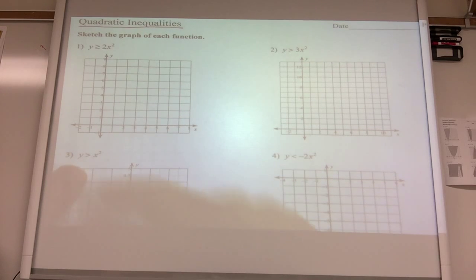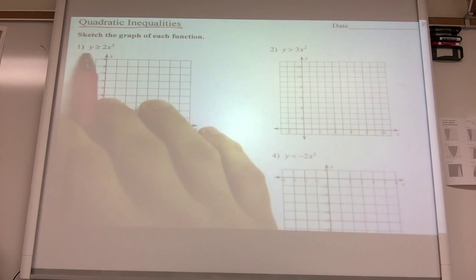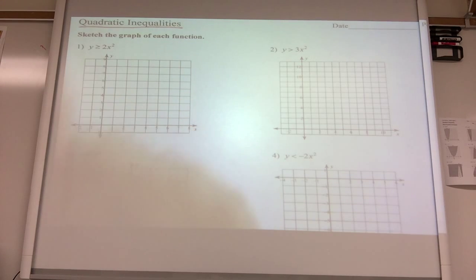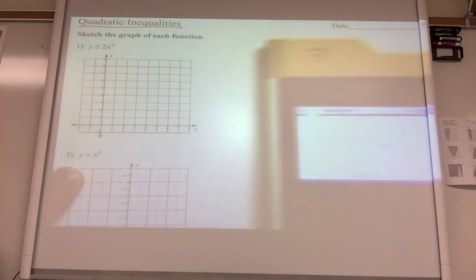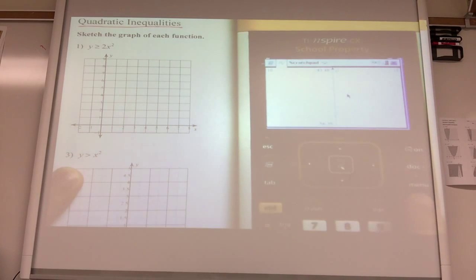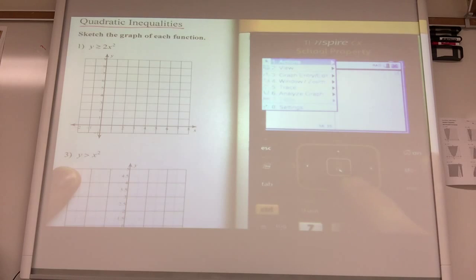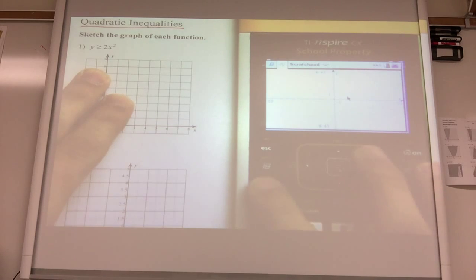But here's the idea. It says sketch the graph of each function. And you have y is greater than or equal to 2x squared. So as far as just being able to do this real quick, I'm going to go into my calculator menu. Let's reset the window real quick to standard. I'm going to type in.